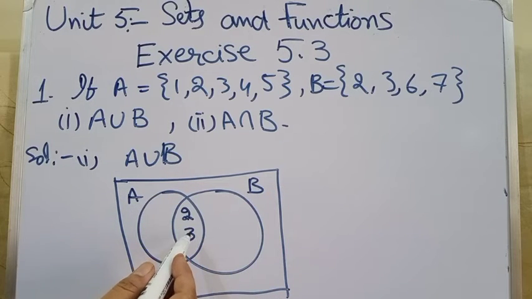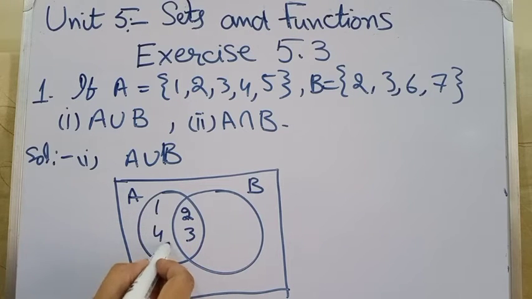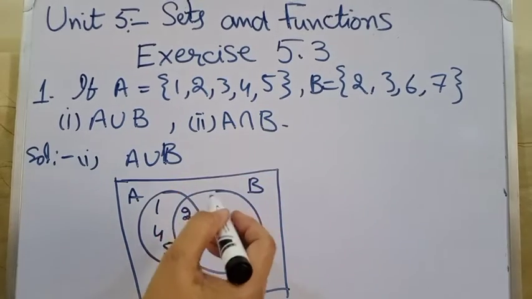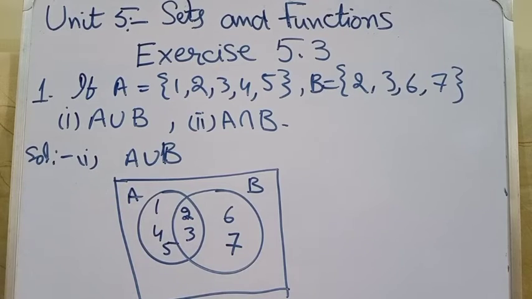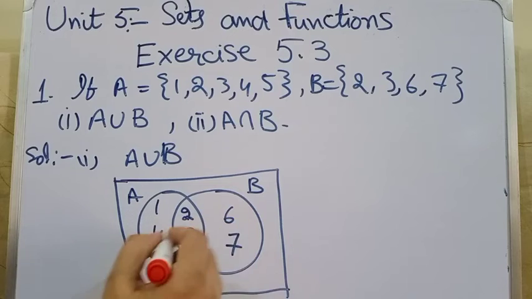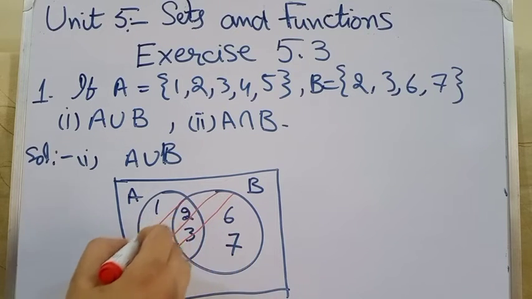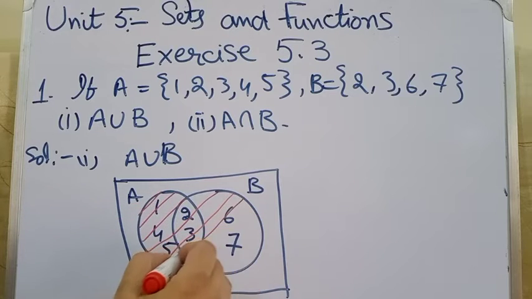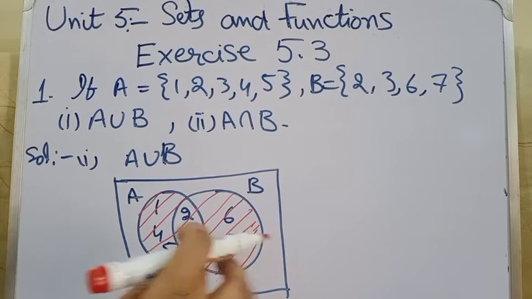First write the common elements and then write all elements of set A and set B. 1, 2, 3 and 4, 5. Set B has elements 2, 3 and 6, 7. Since we have A union B, we color the whole sets A and B, because A union B contains each and every element of sets A and B, but only once.